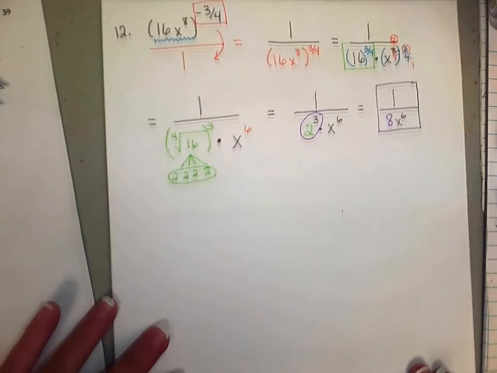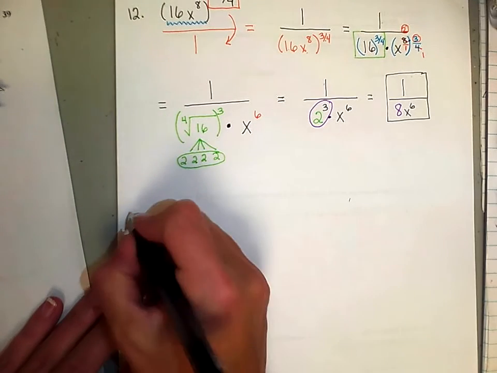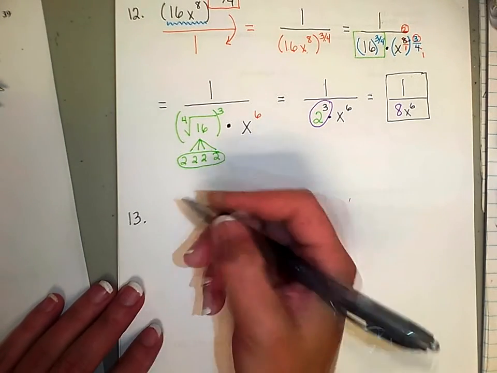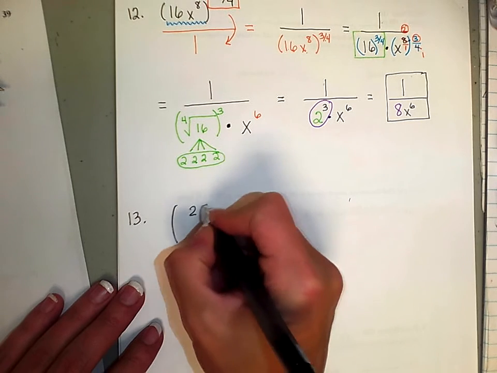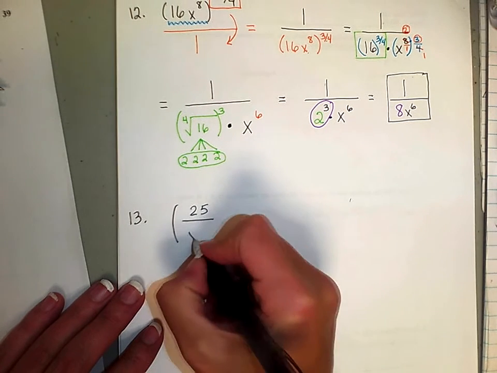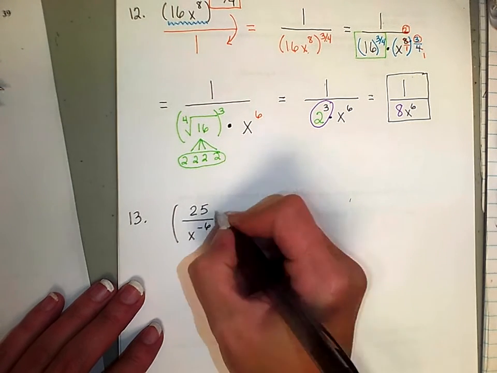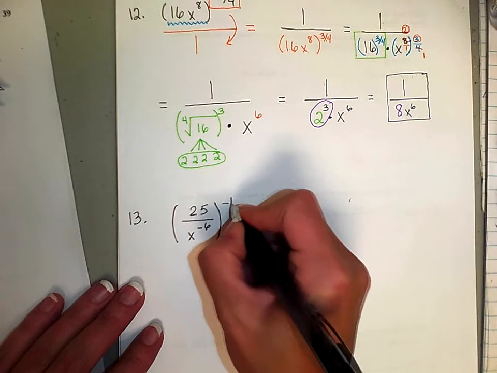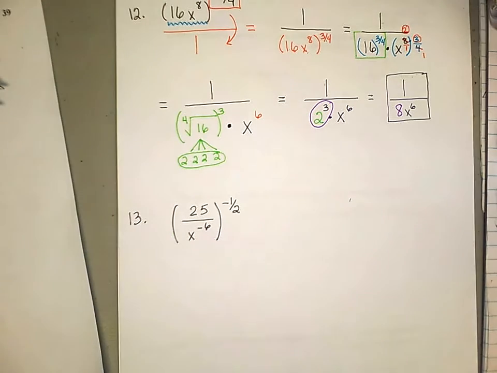Okay, let's try another one. 13. 25 over x to the negative 6th, raise that to the negative 1/2.